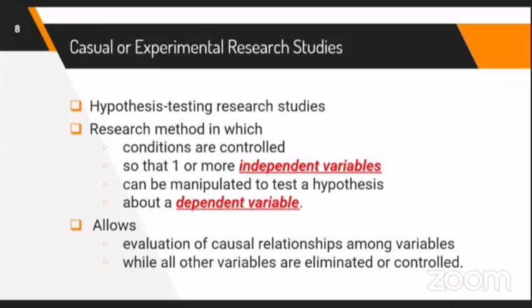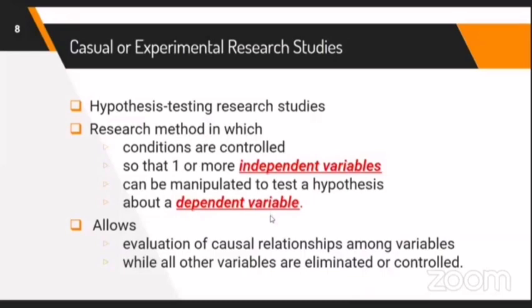it is expected that this is hypothesis testing research. And it says in this method, a research method in which conditions are controlled so that one or more independent variables can be manipulated to test the hypothesis about the dependent variable. So independent variables can be manipulated to test the hypothesis. It means the variables in our independent, or said to be the predictors.